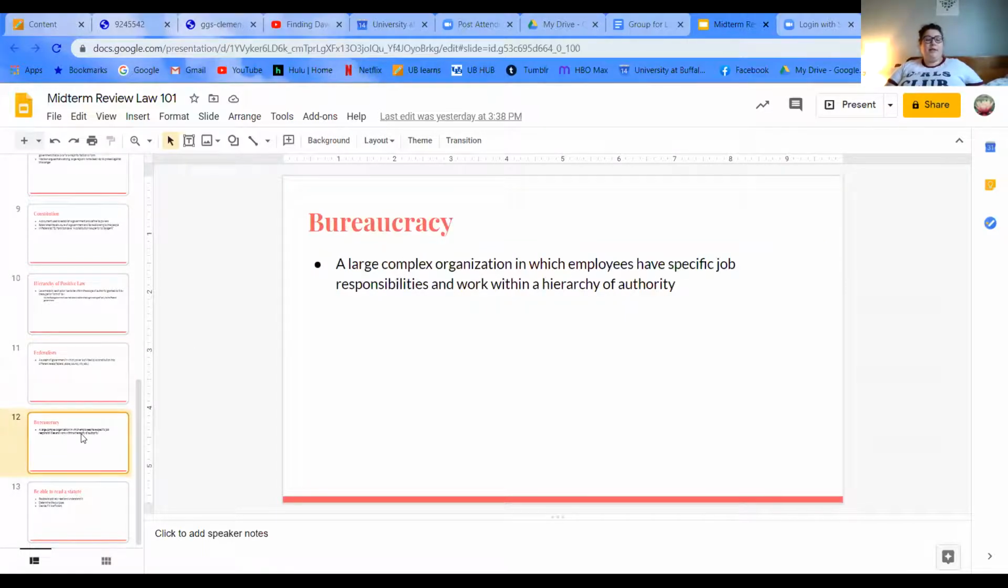So then moving on to bureaucracy, which is simply a large complex organization in which employees have specific job responsibilities and work within a hierarchy of authority. Bureaucracies exist in our government to organize what needs to be done and to get those things done. There's a lot of complaints about bureaucracy, but sometimes the slow turning mechanisms of it are actually beneficial, for example, when you don't want something to get through.